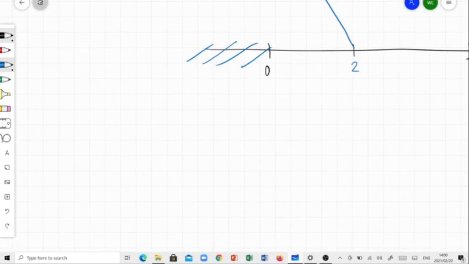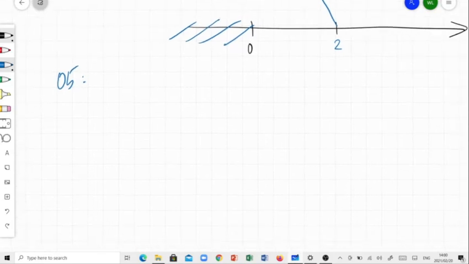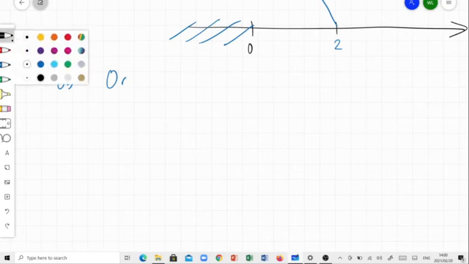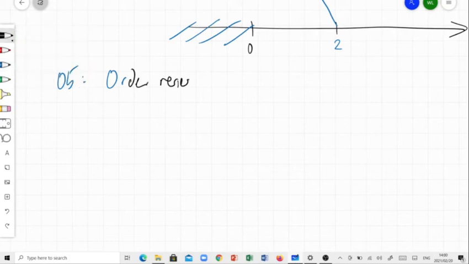Let's do the 5th commandment, okay? The 5th commandment is what is called order reversal by inversion.